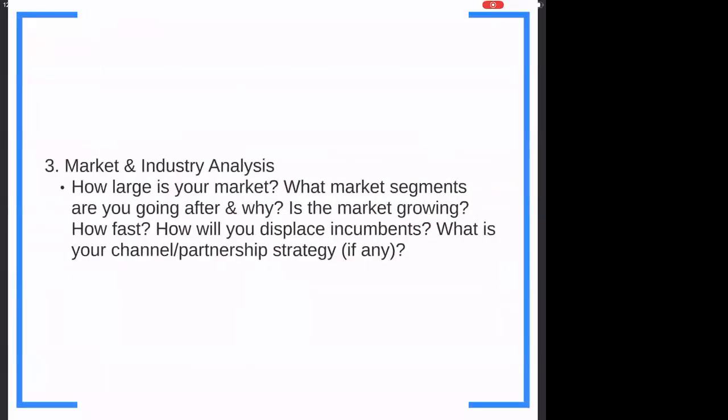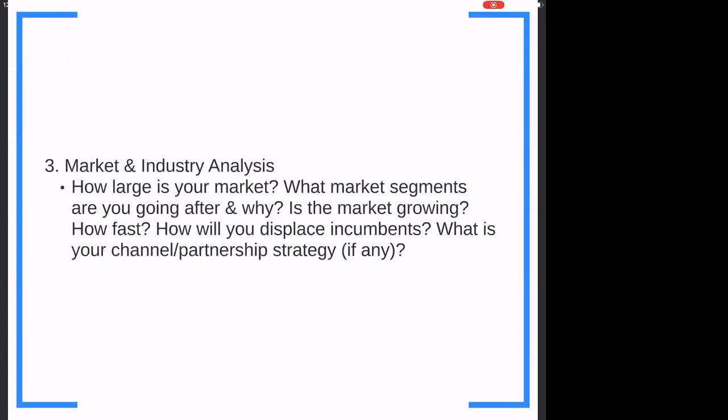Number three, market and industry analysis. How large is your market? What market segments are you going after and why? For example, if you talk about the outdoor recreation market, that's a pretty big market, but you might be going after folks who are going on short 2-hour hikes, not multi-day trips. And so that's a market segment, for example. This is an example. It may not apply to you.